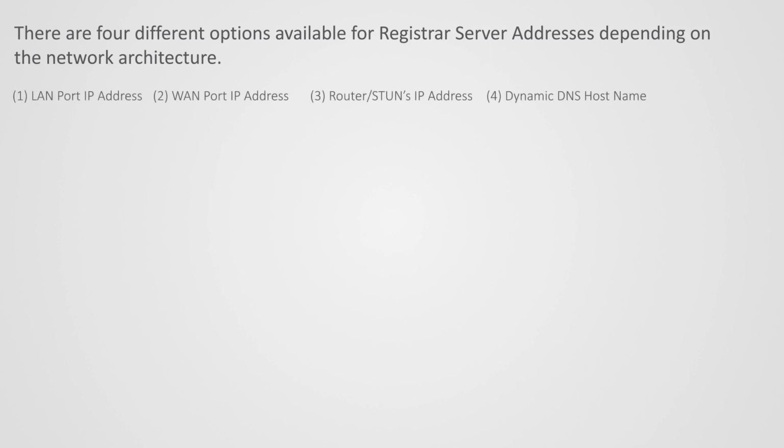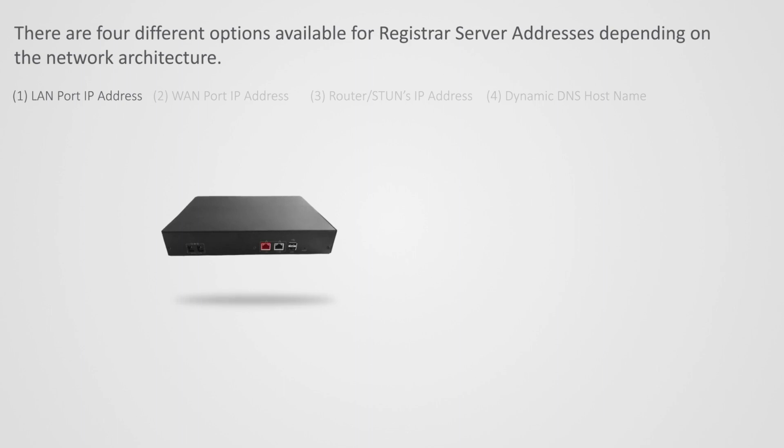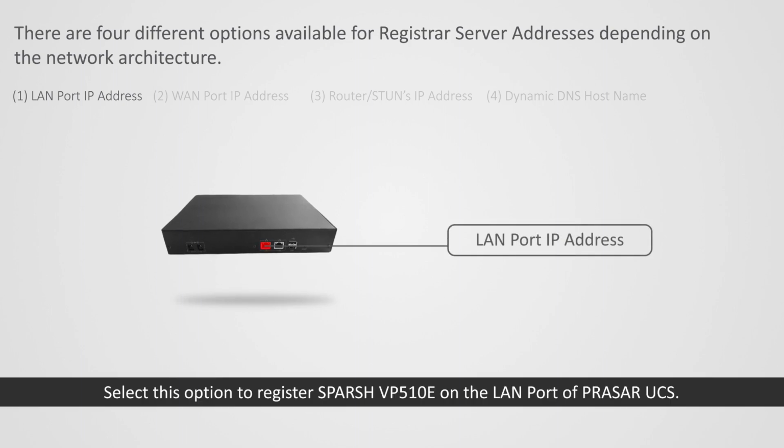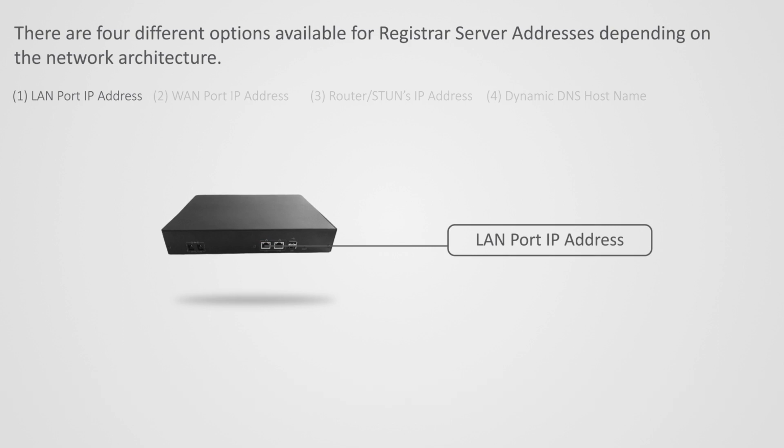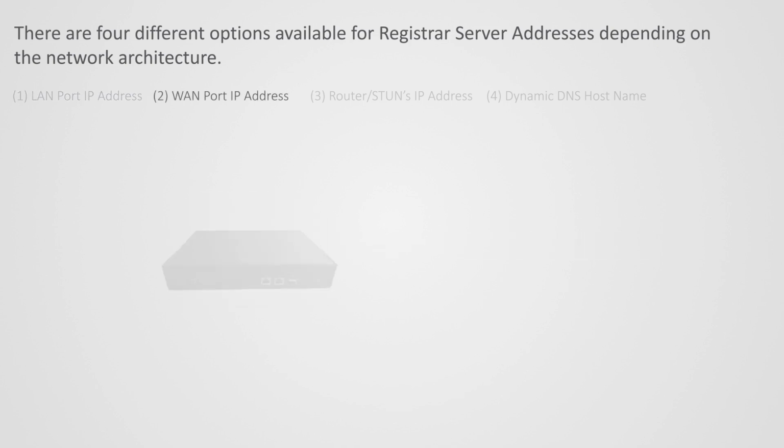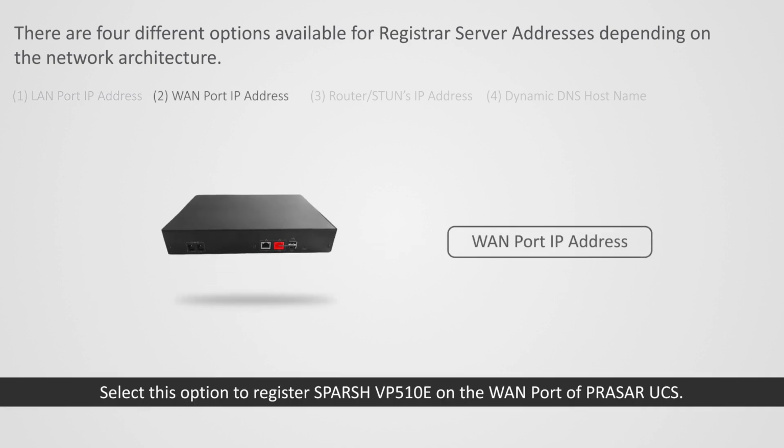First, LAN port IP address. Select this option to register SPARSH VP510 on the LAN port of PRASAR UCS. Second, WAN port IP address. Select this option to register SPARSH VP510 on the WAN port of PRASAR UCS.